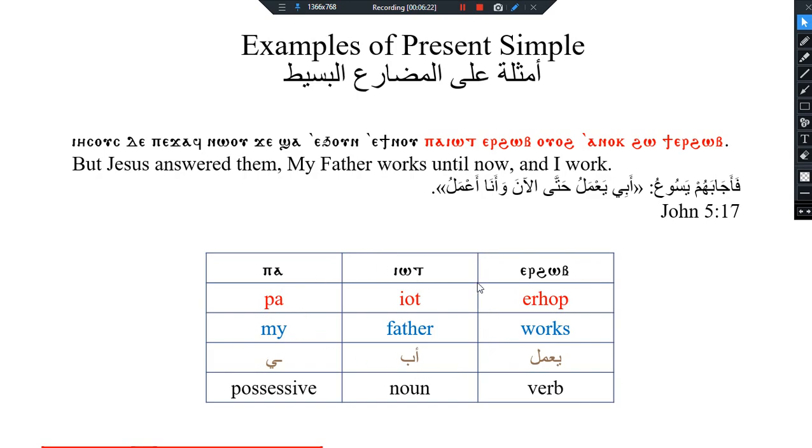Here what I wanted to say is that we can use a noun followed by the verb, and we can remove the pronoun indicating who is doing the action and the tense, because in present tense here we replace the pronoun with the word father, and we can use the verb to indicate only the present tense. In this case we don't have to add an indication of past or future. What I wanted to underline is the word pa-iot erhop. Pa means my, it's a possessive. Iot is the noun, the subject. Erhop means work.